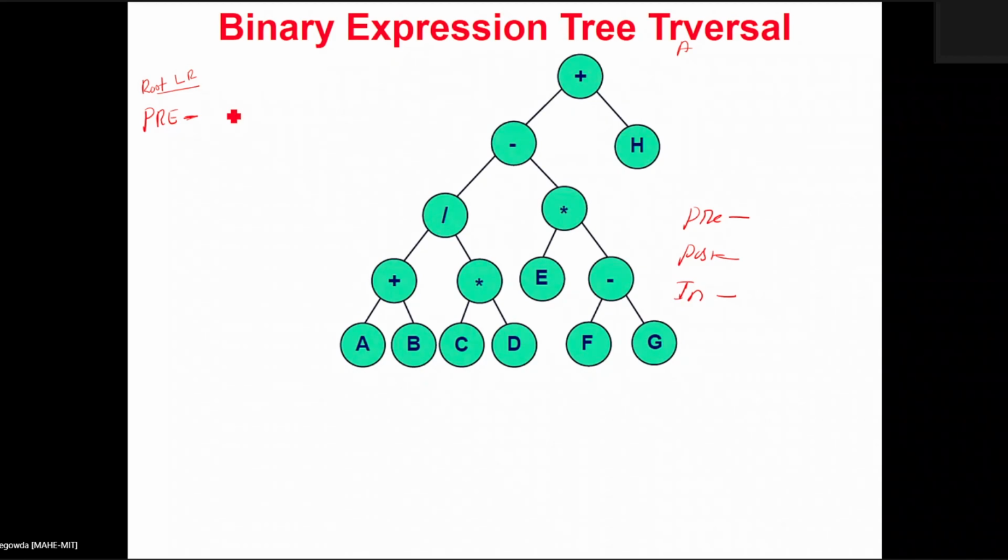Because you can make a difference here. If you do the traversal for this binary expression tree, observing the output of the traversal, you can come to some inferences. What is the pre-order traversal output?